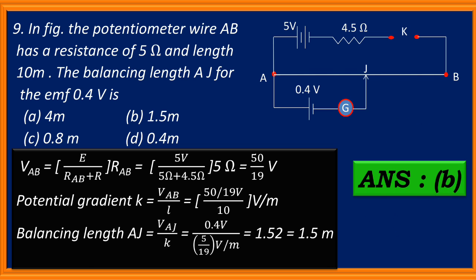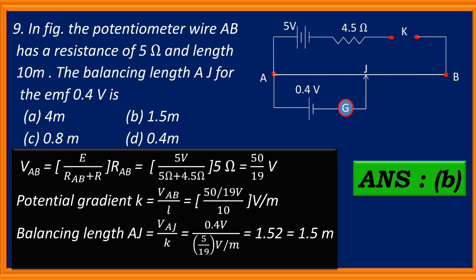in figure, the potentiometer wire AB has resistance of 5 ohm and length 10 meter. The balancing length AJ for the EMF 0.4 volt is: 4 meter, 1.5 meter, 0.8 meter, 0.4 meter.